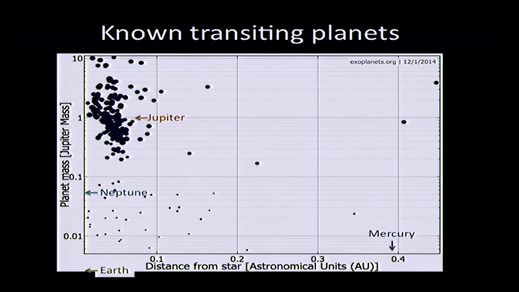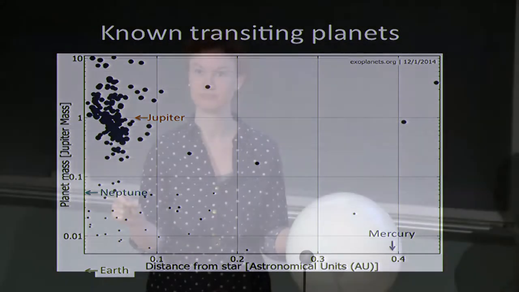And again, on the vertical axis, I'm showing you the mass of the planet, again using a logarithmic axis so that we can stretch out the bottom. And I'm using Jupiter masses, but I've labeled for you the comparison with Jupiter, Neptune, and Earth sitting on this. And this time on the horizontal axis, I'm showing you the distance of the planet from the star. And we're using astronomical units, which means one is the distance between the Earth and the Sun. And I've labeled where Mercury sits at, in terms of distance.